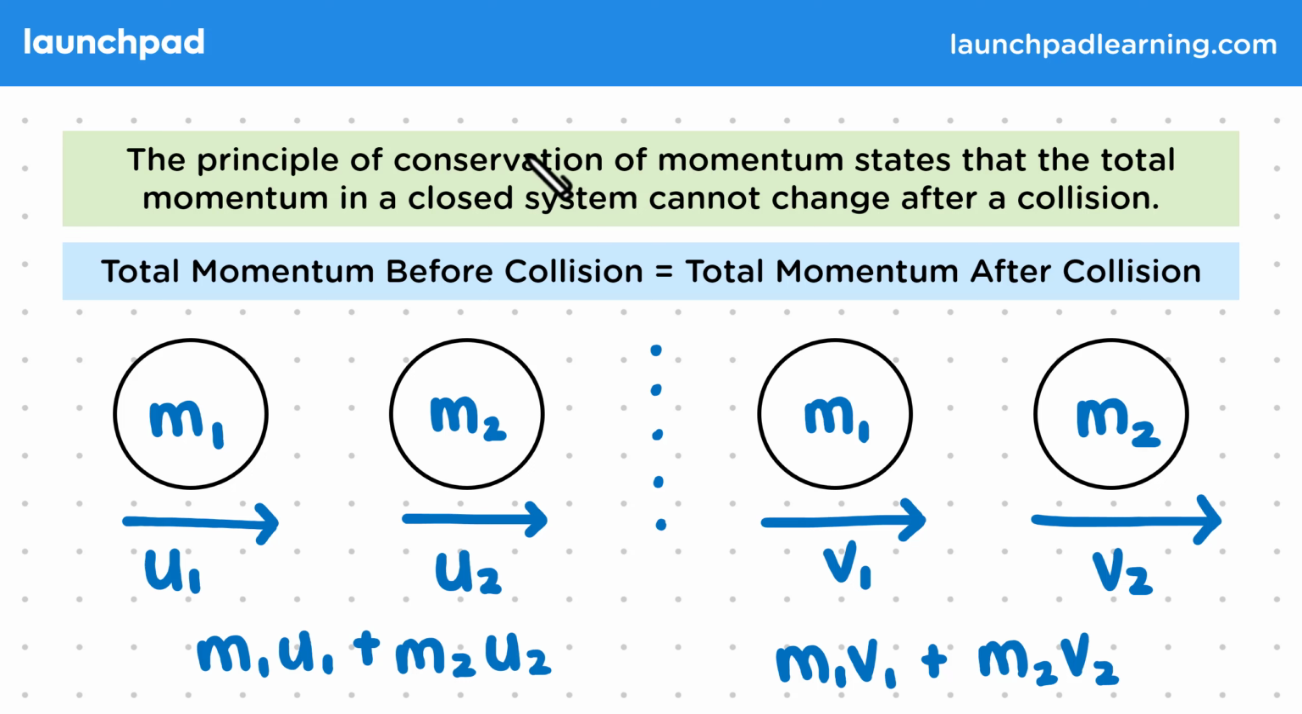The principle of conservation of momentum tells us that these two sums must be the same. So we can write that m1u1 plus m2u2 equals m1v1 plus m2v2. We can then use this equation to, say, find v1 if we know the masses and the other three velocities.